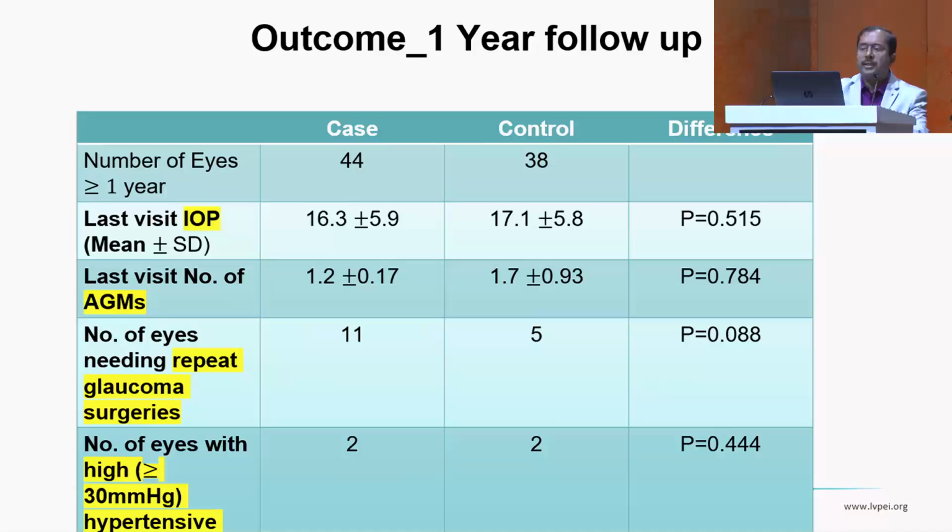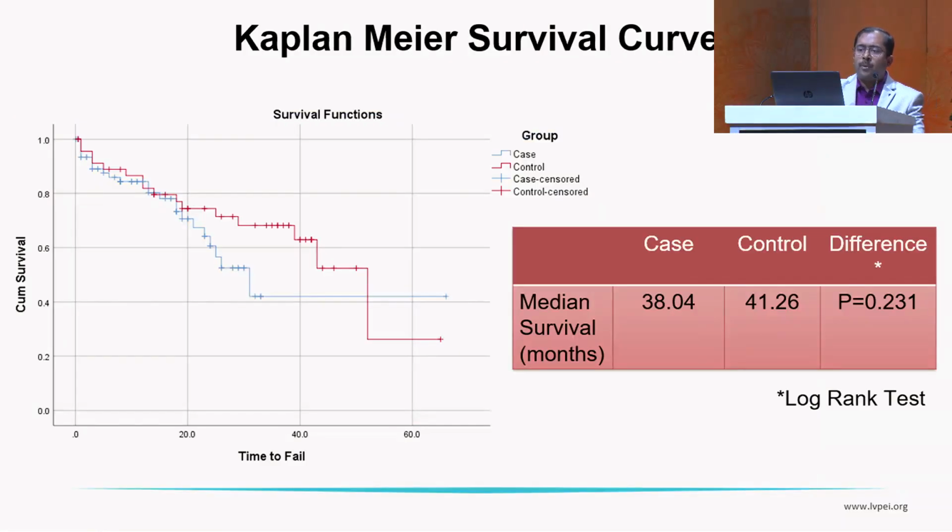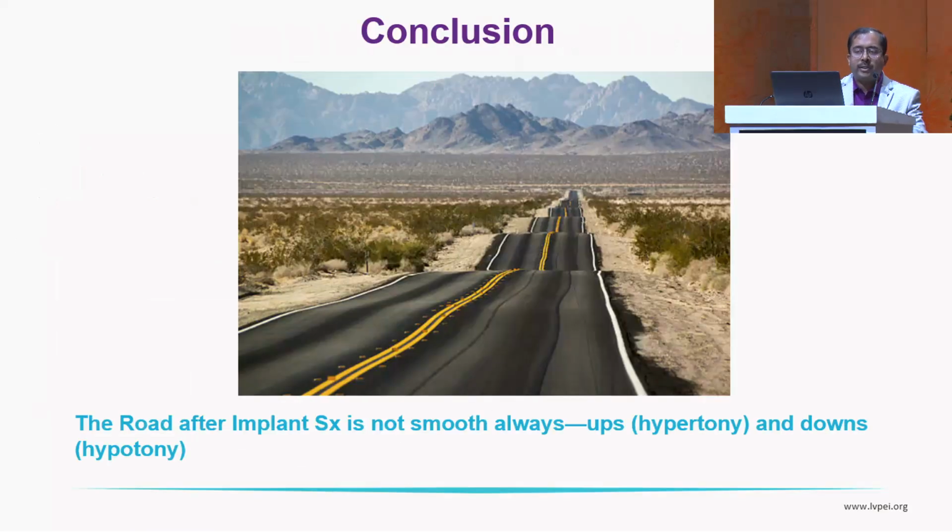Coming to our results at 1 year follow-up, we had 44 cases compared to 38 control eyes. The final IOP and the number of medications were lower in comparison to control eyes, but the number of eyes needing repeat surgeries as well as the number of eyes with a high hypertensive phase were not improved by the use of this umbilical cord allograft. The Kaplan-Meier survival curve also showed that eyes with this allograft didn't fare better than eyes without it. Ultimately, the results are not that impressive, but this is a promising technique, and we believe that if we tweak the technique to some extent, we can have better results as time goes by.